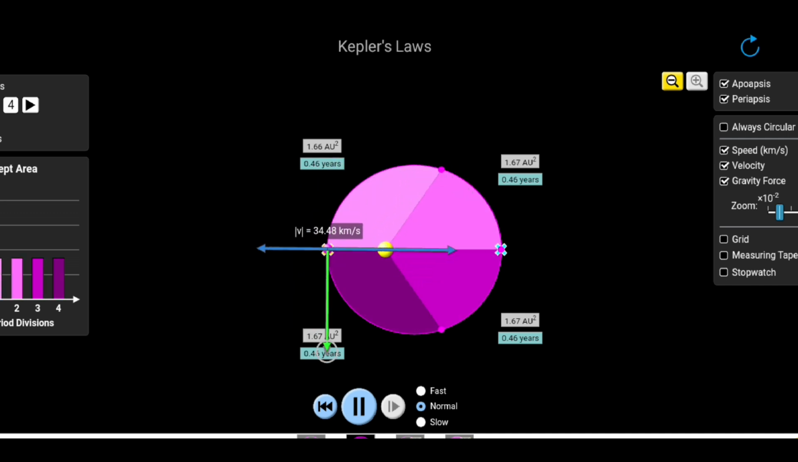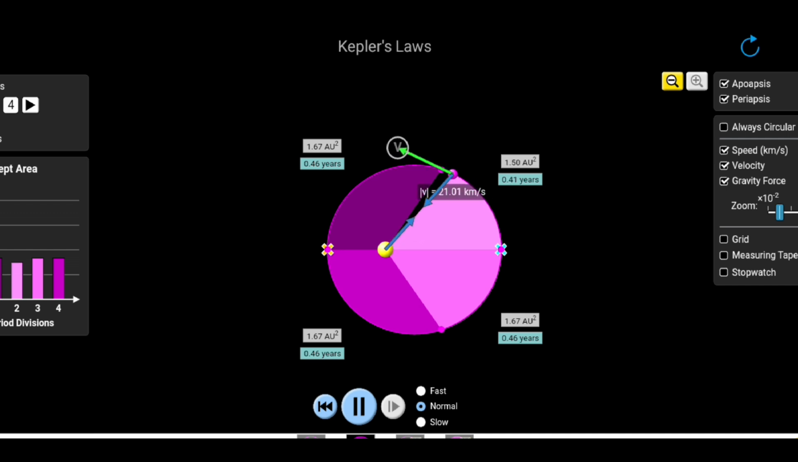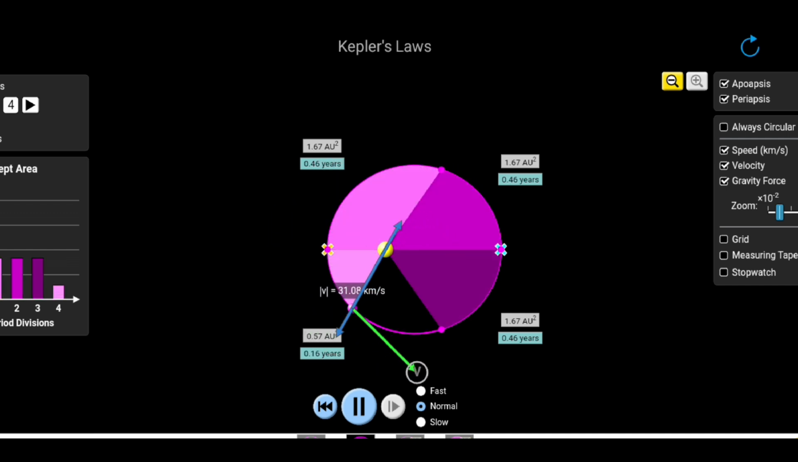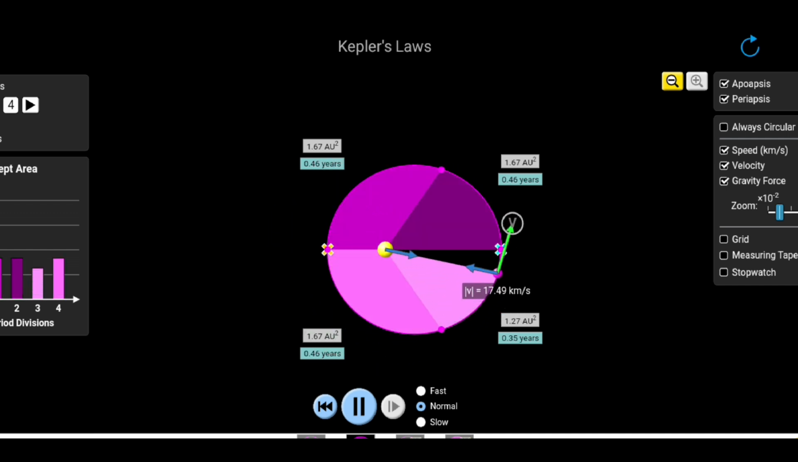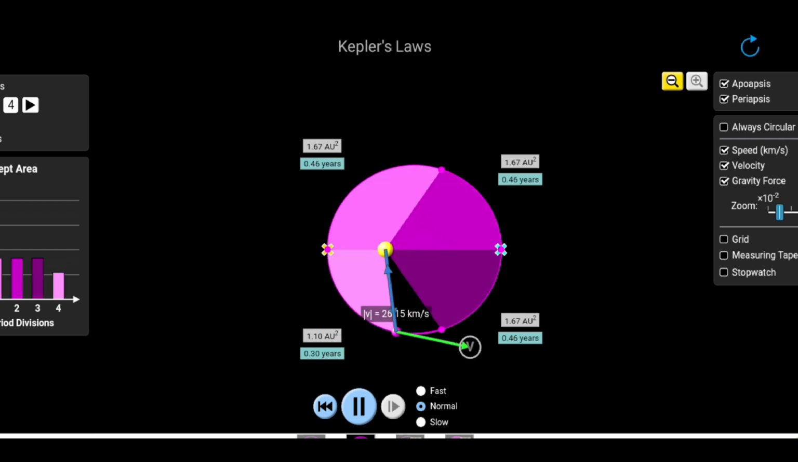How it works: when the planet is closer to the Sun, it moves faster. When it is farther from the Sun, it moves more slowly. This change in speed ensures the swept area remains constant over equal time intervals.